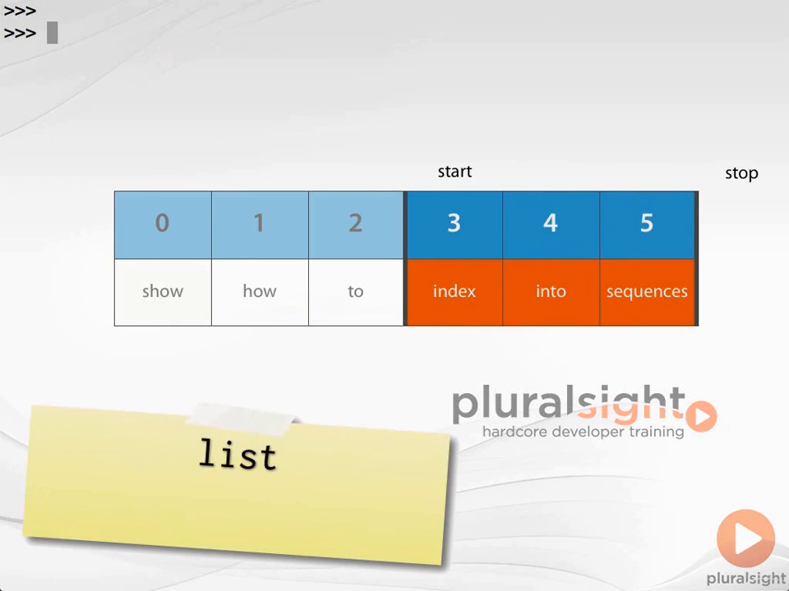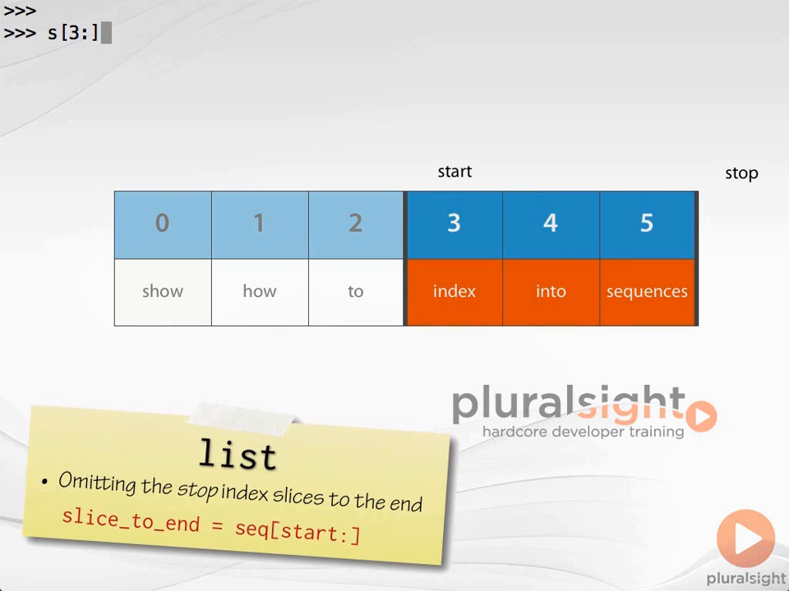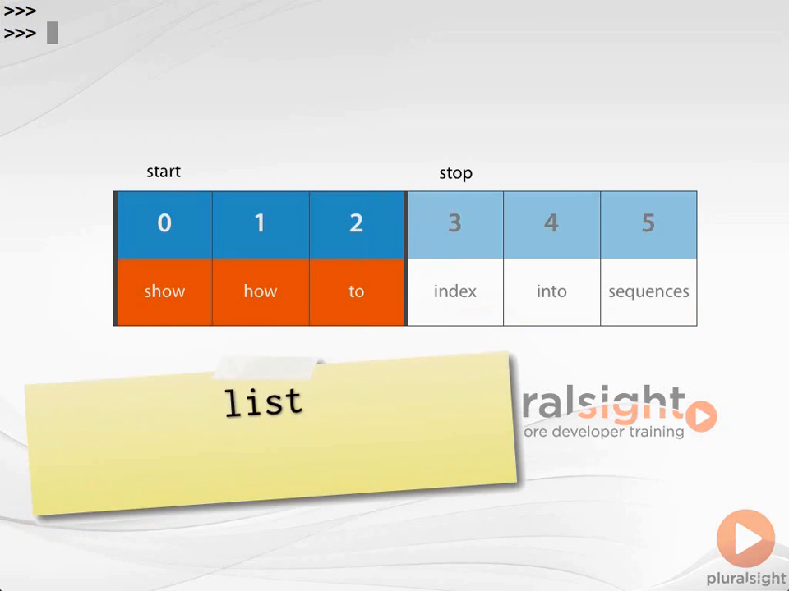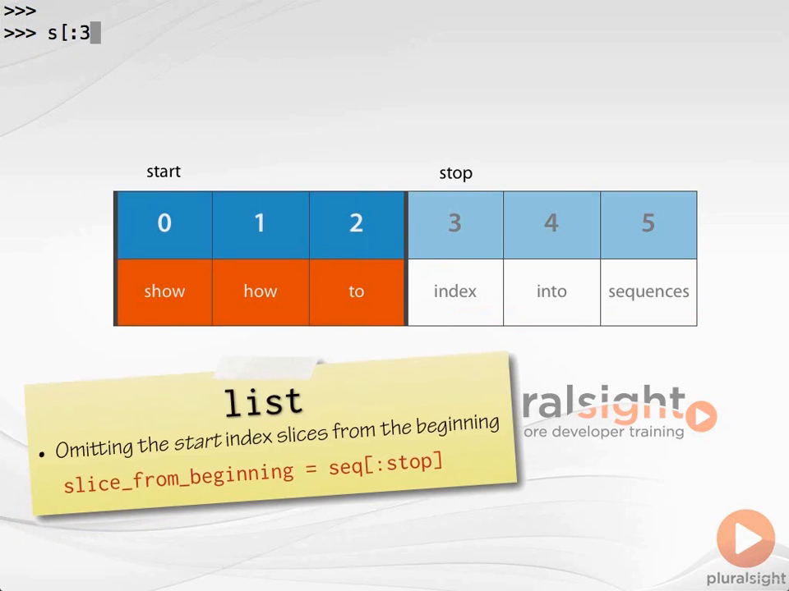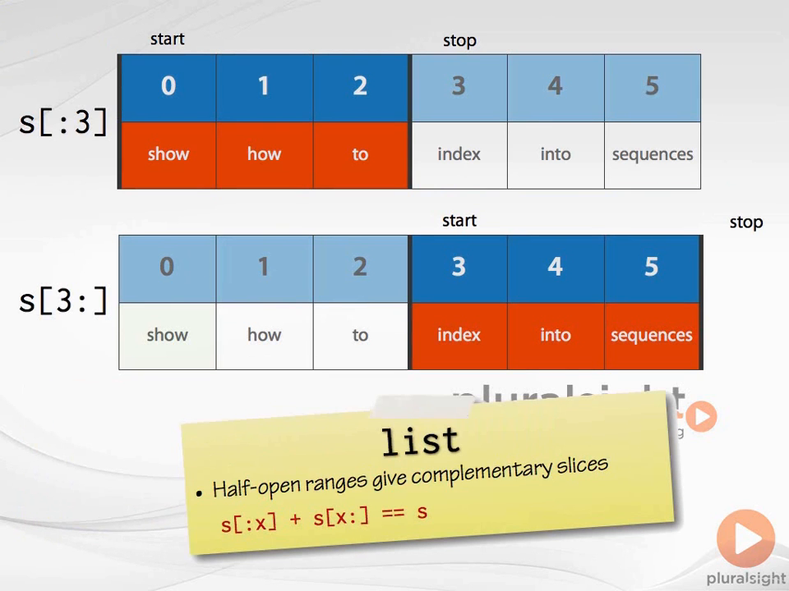Both the start and stop indices are optional. To slice all elements from the third to the end of the list, supply only 3 colon as the argument to the index operator. And to slice all elements from the beginning of the list up to but not including the third, supply :3 as the argument to the index operator. Notice that these two lists together form the whole list, demonstrating the convenience of the half-open range convention.